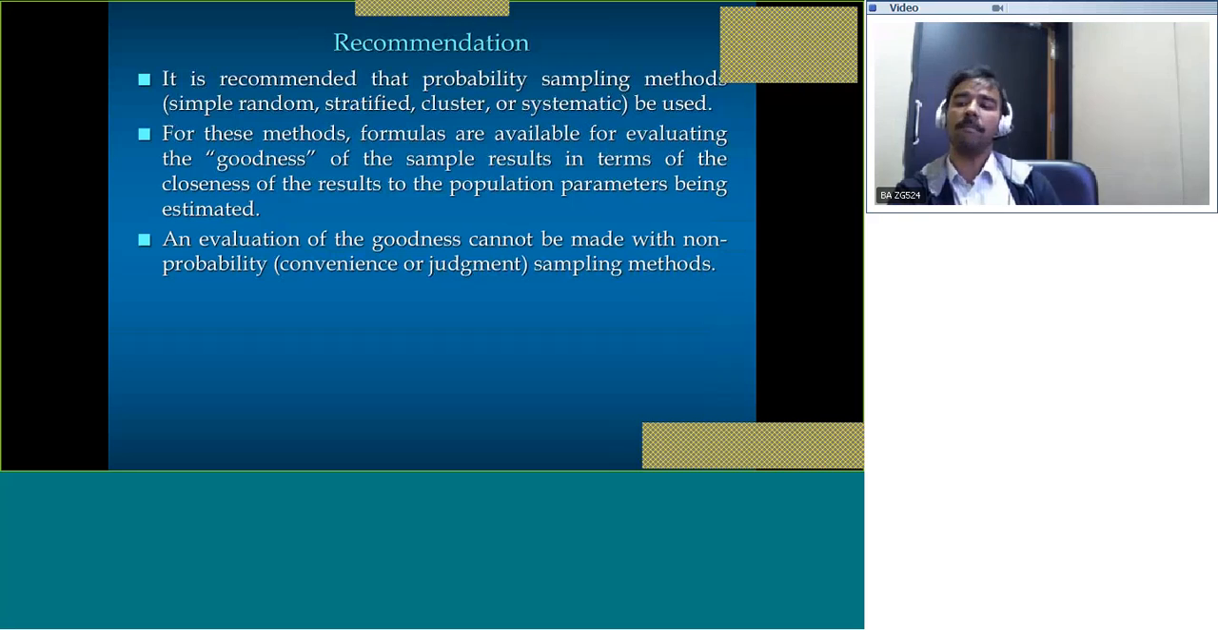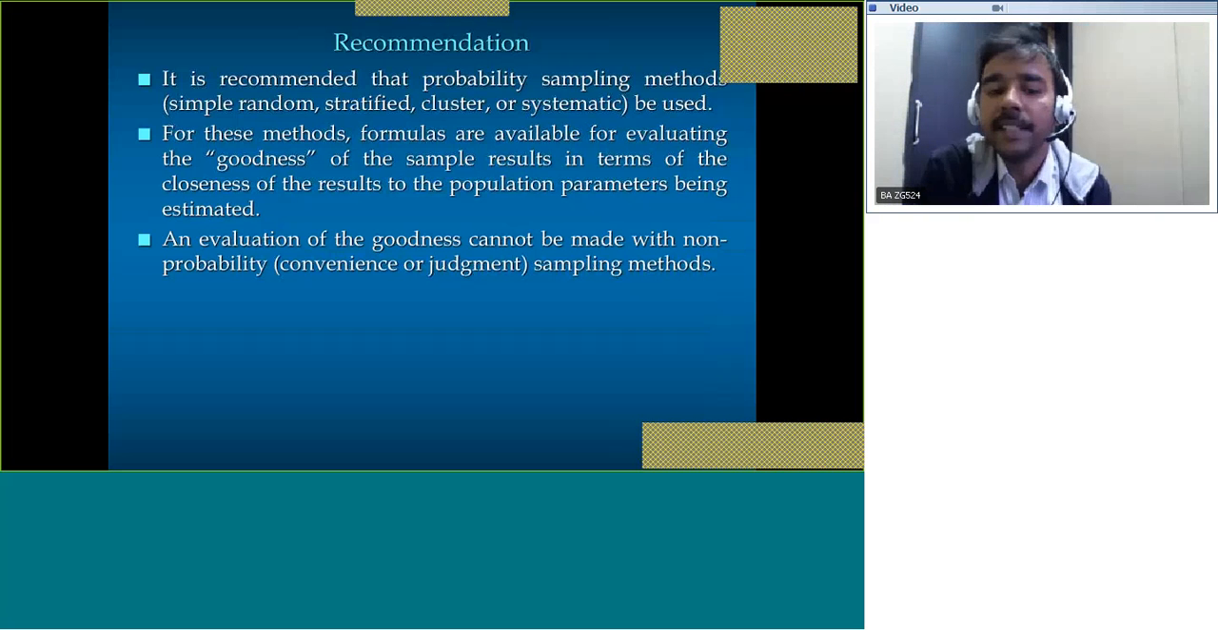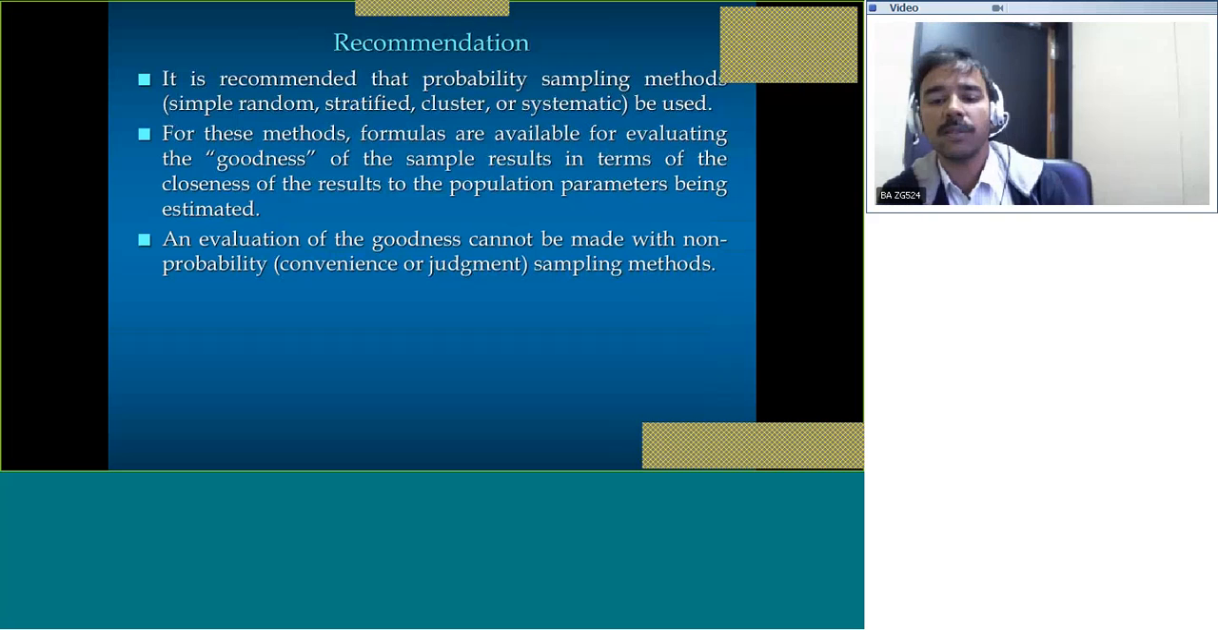But both these samples don't represent the whole population actually, because convenience sampling is based on the convenience of the person, whereas judgment sampling is based on the expertise of the person. So we recommend probabilistic sampling methods over non-probabilistic ones, because for probabilistic sampling methods, we have formulas for evaluating the goodness of the sample results in terms of the closeness of the results to the population parameters being estimated.